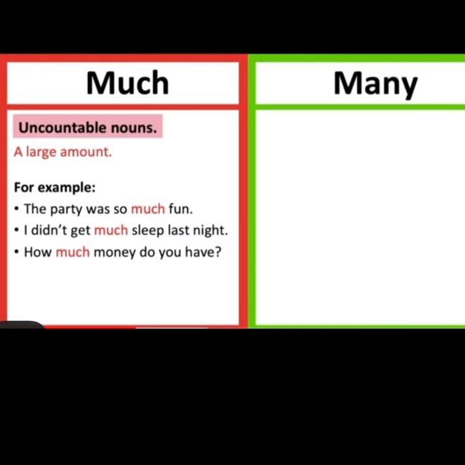This word money is an uncountable noun. Let us see how. We cannot say 1 money, 2 money, 3 money. We use some words, some measuring word for it.